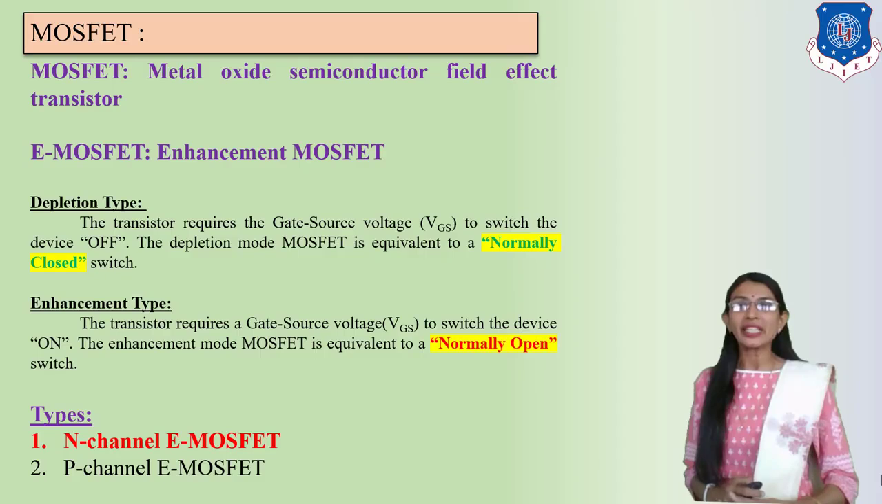And the enhancement type, the meaning of enhancement type MOSFET is that the VGS is used to switch the device on. The enhancement mode MOSFET is equivalent to a normally open switch. The types of MOSFET are enhancement and depletion. But the subtypes of E-MOSFET are 1. N-channel E-MOSFET and 2. P-channel E-MOSFET. So in this session I am explaining the N-channel E-MOSFET.